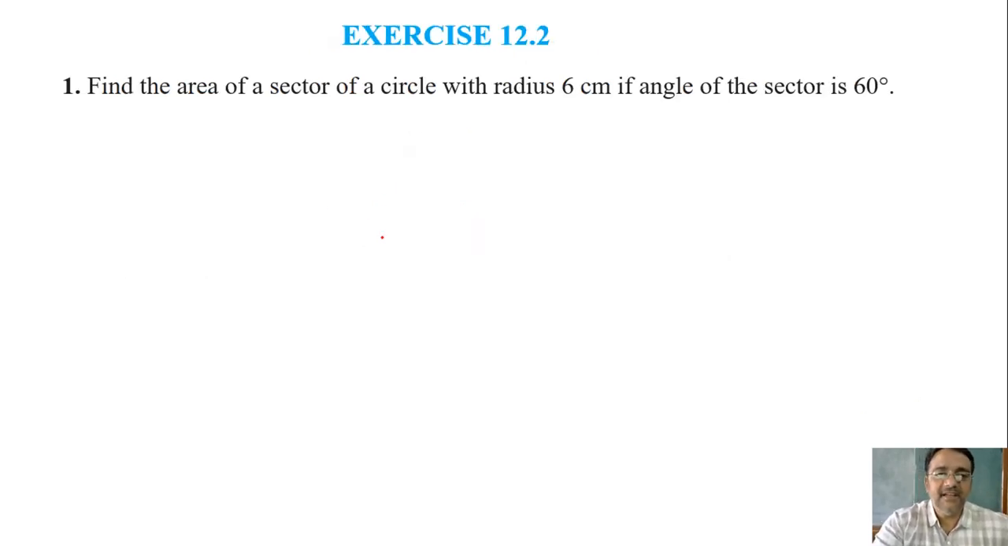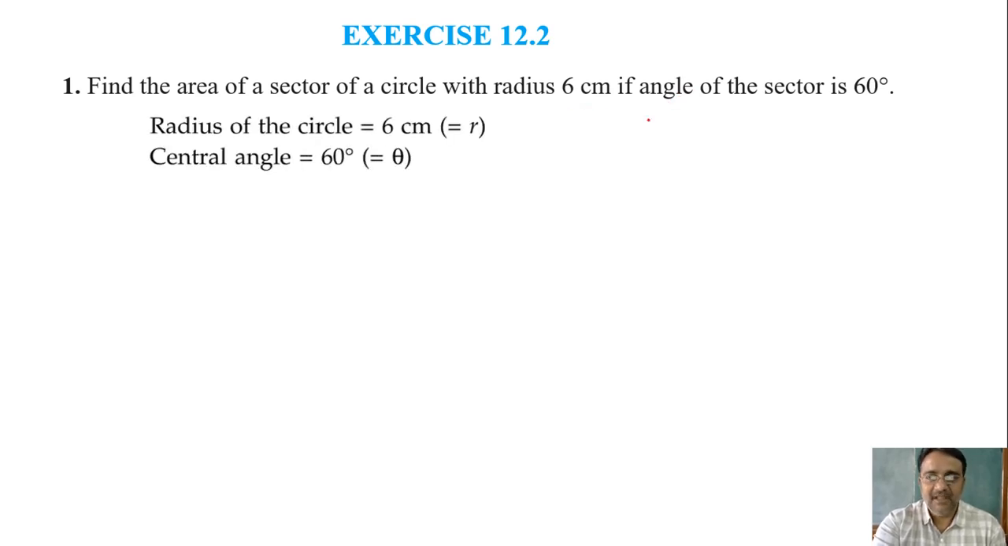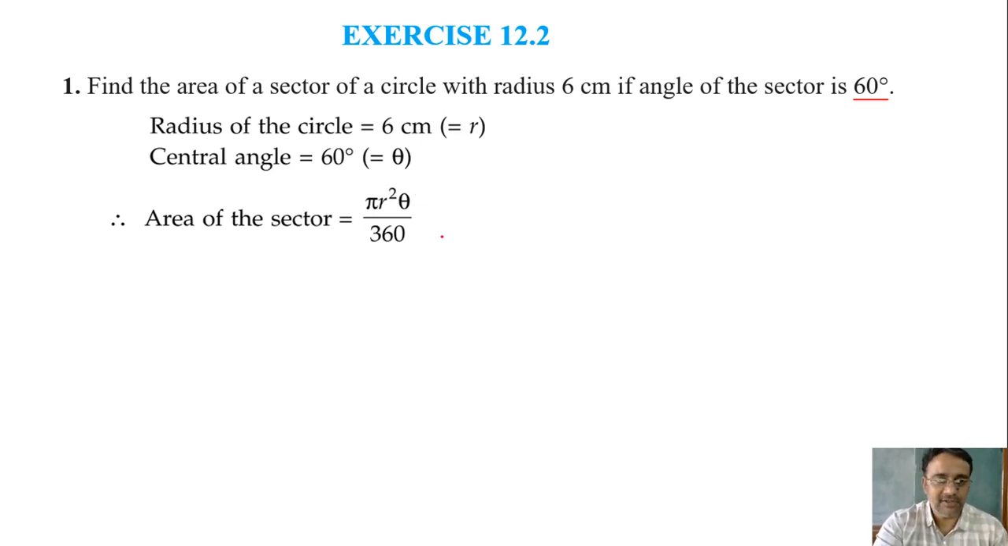Now find the area of a sector of a circle with radius 6 centimeter if angle of sector is 60 degree. So this is a very direct question. It can come in 1 mark, it can come in 2 marks also. So radius is given 6 centimeter and central angle, that is theta, is given 60 degree, and the formula is theta upon 360 into pi r square. It can be written as pi r square into theta upon 360 degree. You can write it this way also, and what I said earlier, theta upon 360 into pi r square, in that way also you can write.